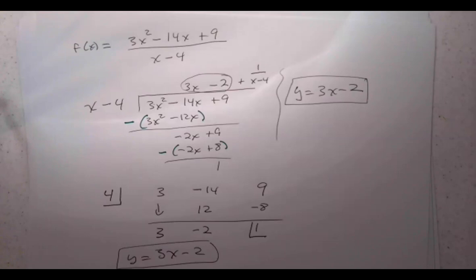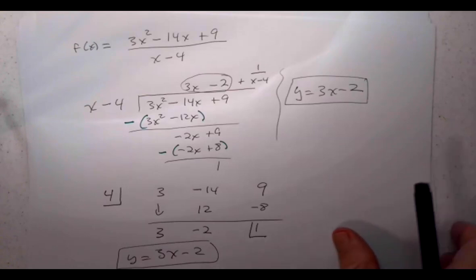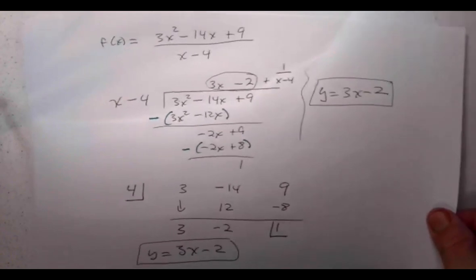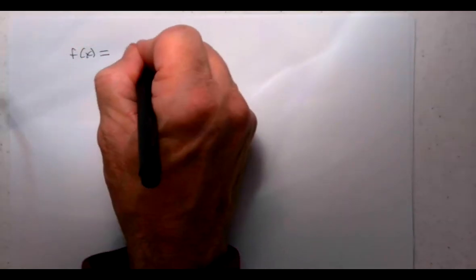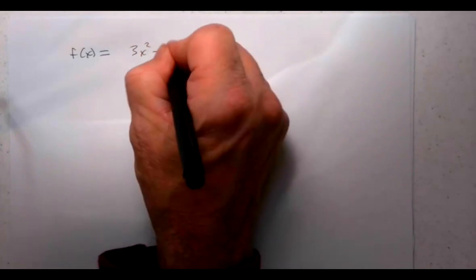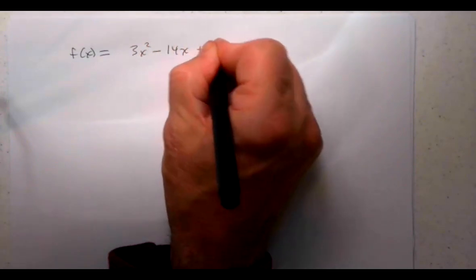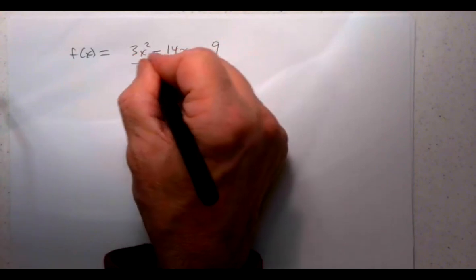Now we need to look for intercepts, x and y intercepts. So again, let's look at our original function here. Our function was f of x equals 3x squared minus 14x plus 9 all over x minus 4.